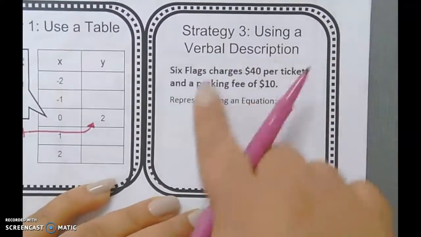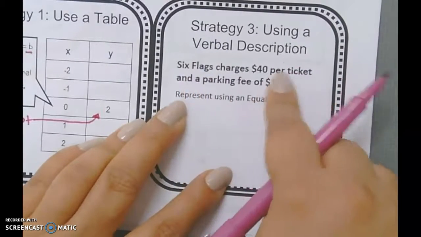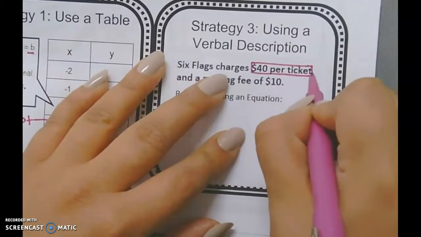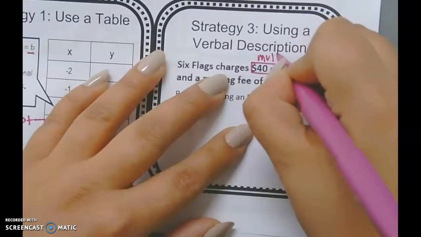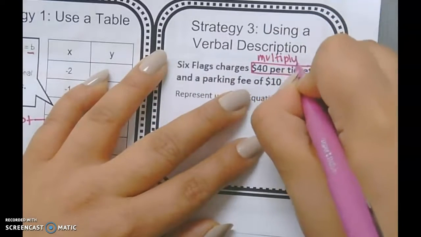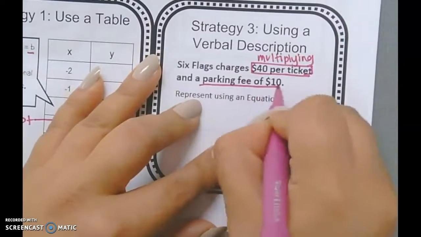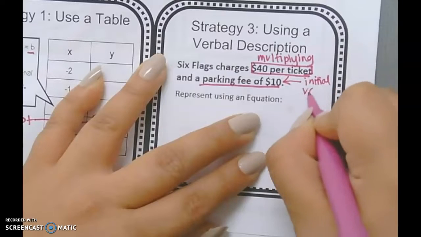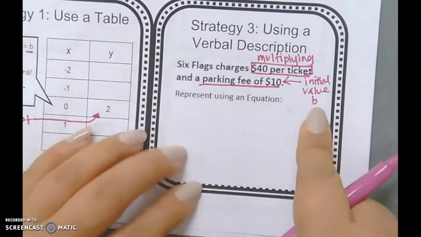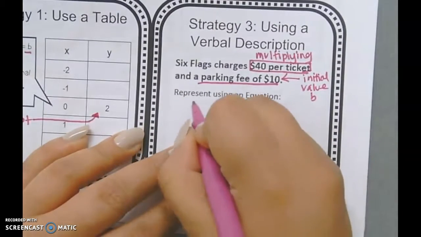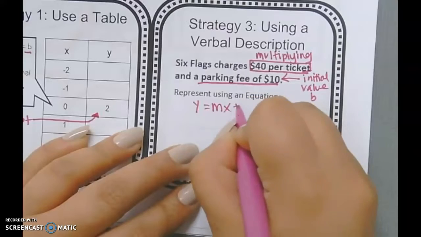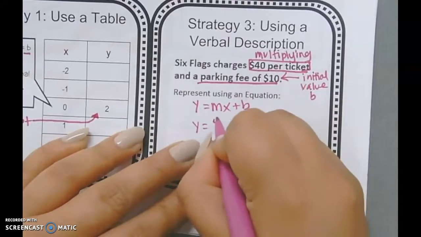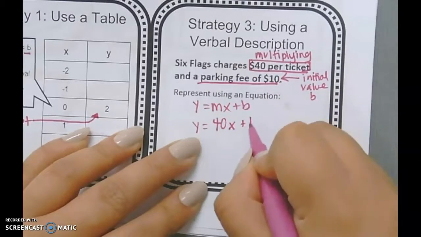Last one. This is when we have a verbal description. Six Flags charges $40 per ticket and a parking fee of $10. We know that this per is telling us to multiply. And there's a parking fee of $10. This $10 is our initial value, which is our b, our y-intercept. When it says to write an equation, we are writing it in the form of y equals mx plus b. We keep our y. M is our rate, which is what we're charging per ticket. Keep our x, and here's our initial value.